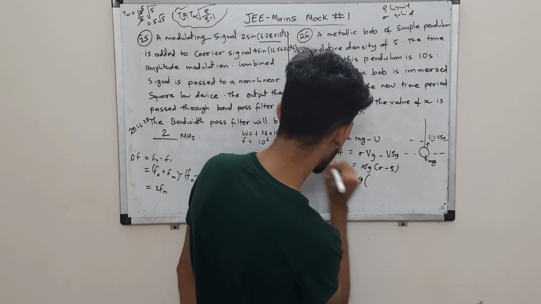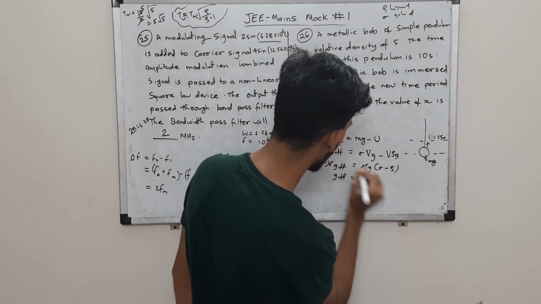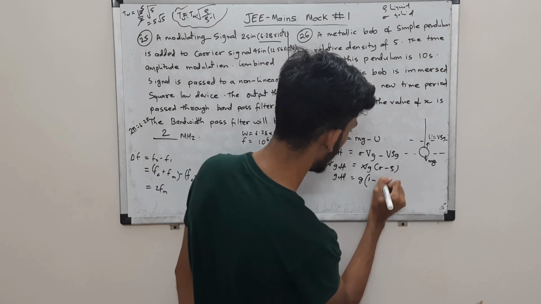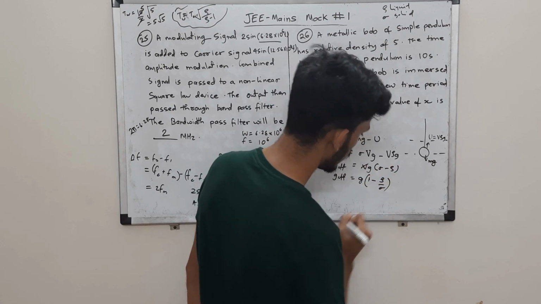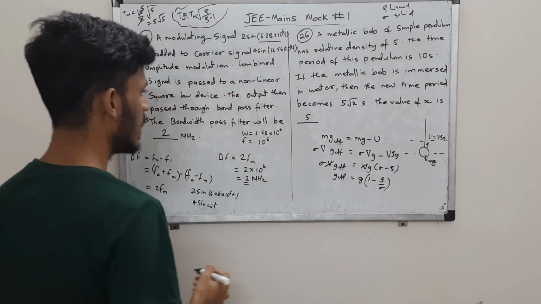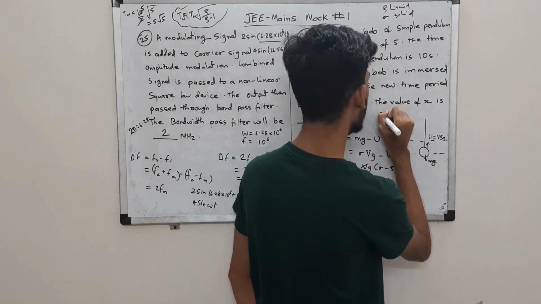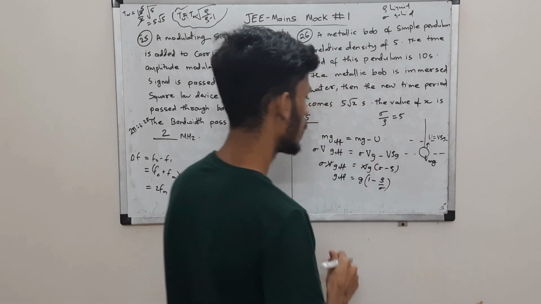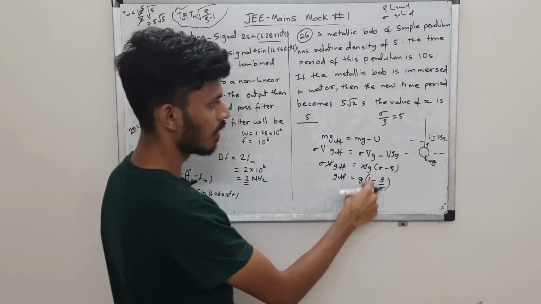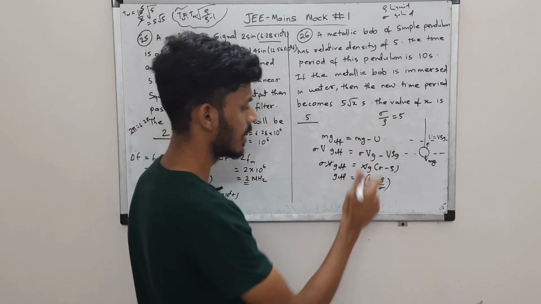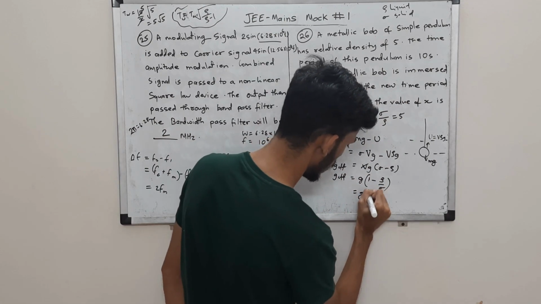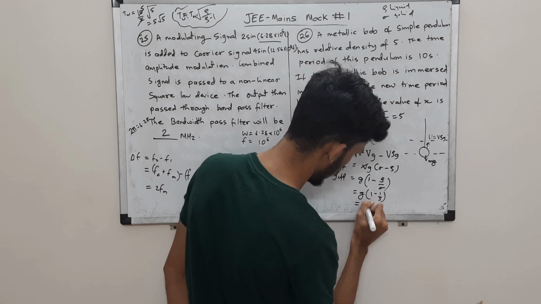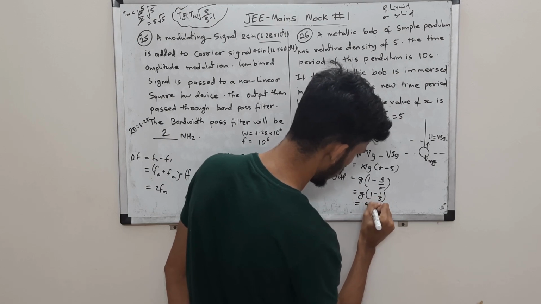G into, take sigma to the other side. So sigma by sigma, I am splitting it up, sigma by sigma is 1, and rho by sigma. Relative density, what do we mean by that? It is the ratio of the density of the substance to the density of water. So this is given as 5. Here it is 1 by 5, the reciprocal of that. So G into 1 minus 1 by 5, which is 4 by 5, so 4G by 5.